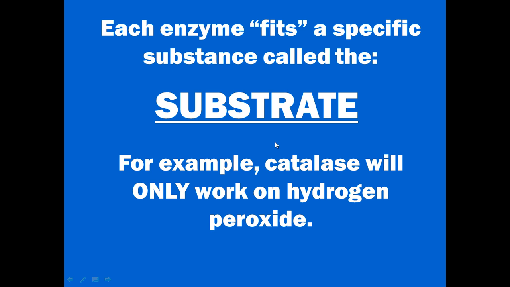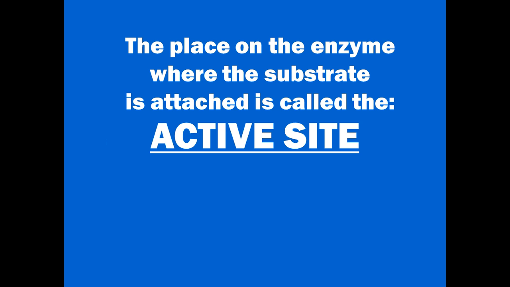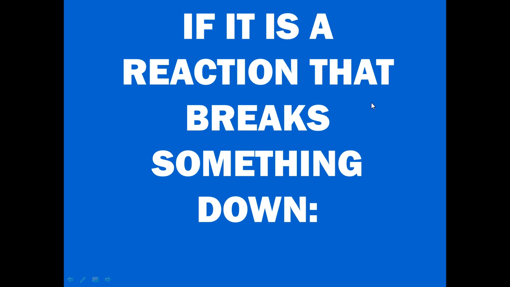There's a couple of parts. There's a substrate, which is the specific substance each enzyme fits. If it's food that you have or a molecule you want to break down, that's called the substrate. We call this the lock and key model. For every lock, there is one key, and enzymes work the same way. There is one enzyme for every substrate. The place where the enzyme binds to the substrate is called the active site. We'll take a look at this in just a minute.